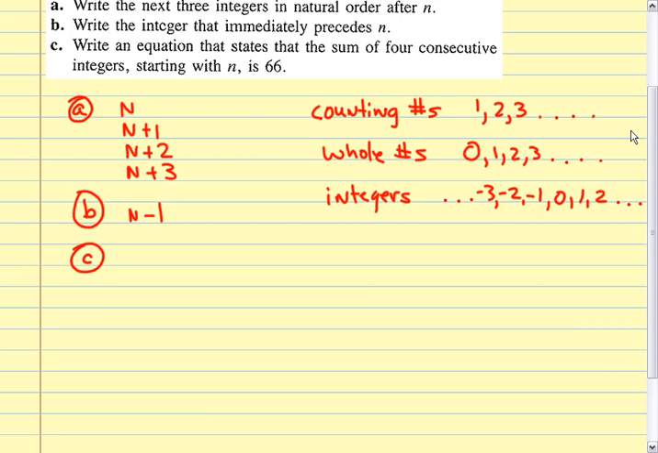Write an equation that states the sum of 4 consecutive integers, starting with n, is 66. How can I write that equation? The sum of these 4 consecutive integers is 66. How can I write that? Come on, help me out. Come on. What's the sum of the first 2 of them?